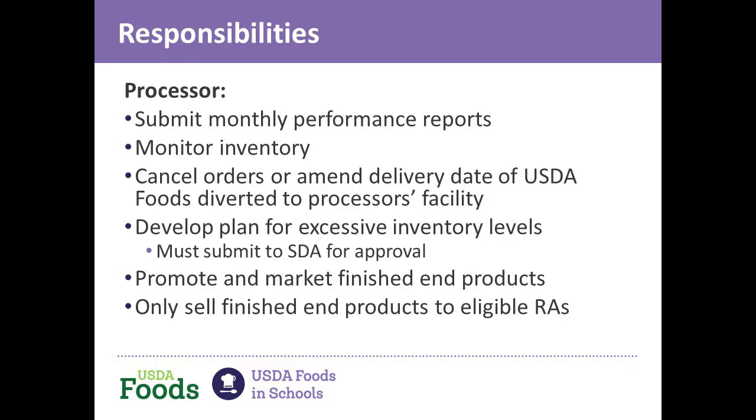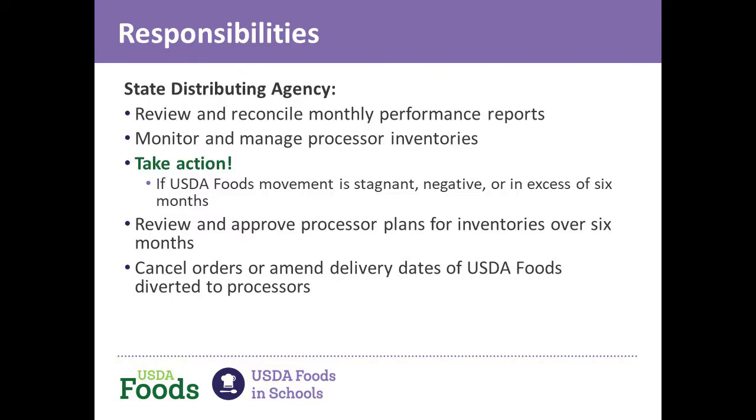They must also monitor inventory, cancel orders, or amend delivery dates of USDA foods diverted to their facilities. Processors must also develop a plan, which must be reviewed and approved by the SDA, which outlines their plan to reduce excessive inventory levels. Processors should also be promoting and marketing finished end products and only selling these products to eligible RAs. State distributing agencies must review and reconcile MPRs in addition to monitoring and actively managing processor inventories.